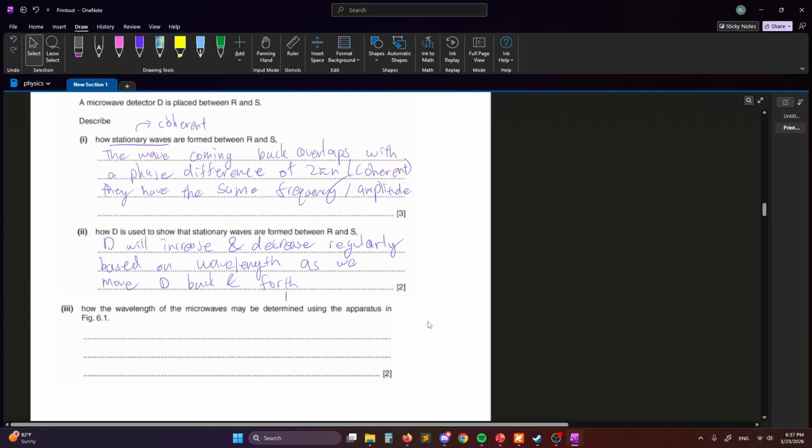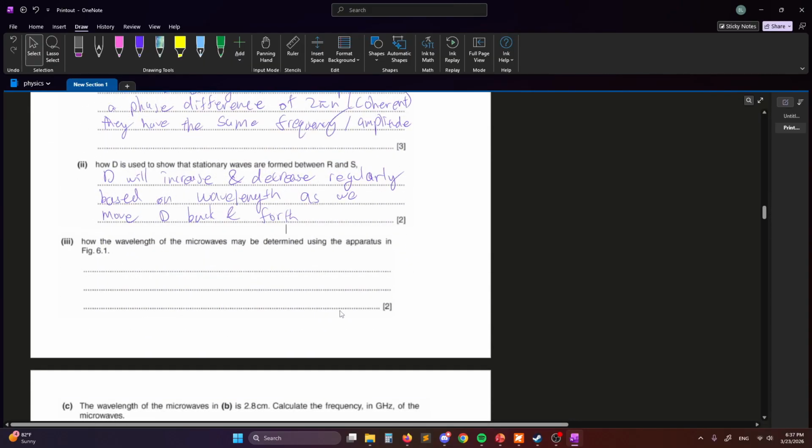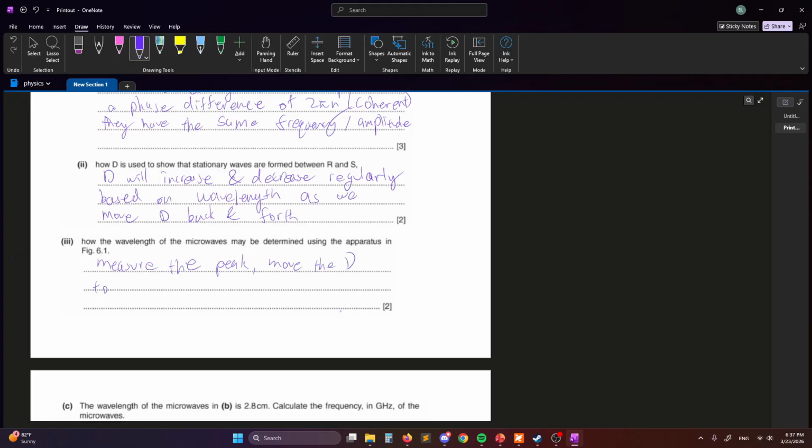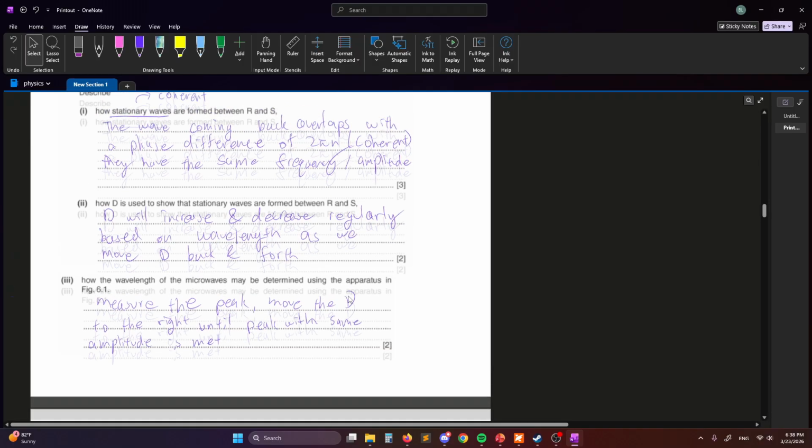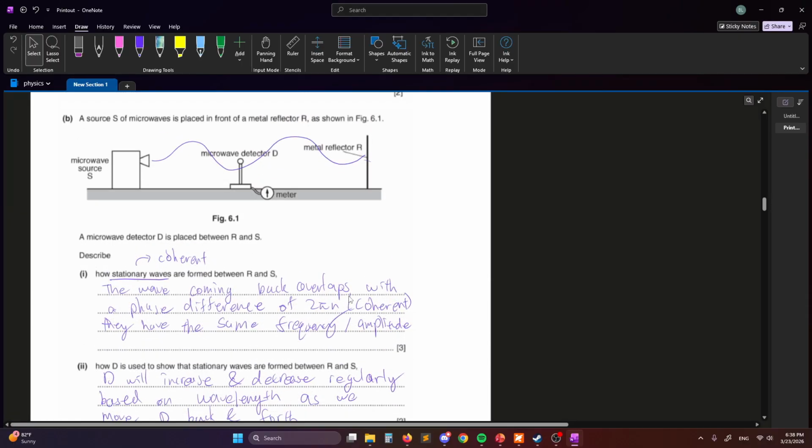So for part two, how the wavelength of the microwaves may be determined using the apparatus. Measure the peak. Move the D to the right until the same peak, sorry, until a peak with the same amplitude is met, right? All right, so let's actually go back and explain why this works.